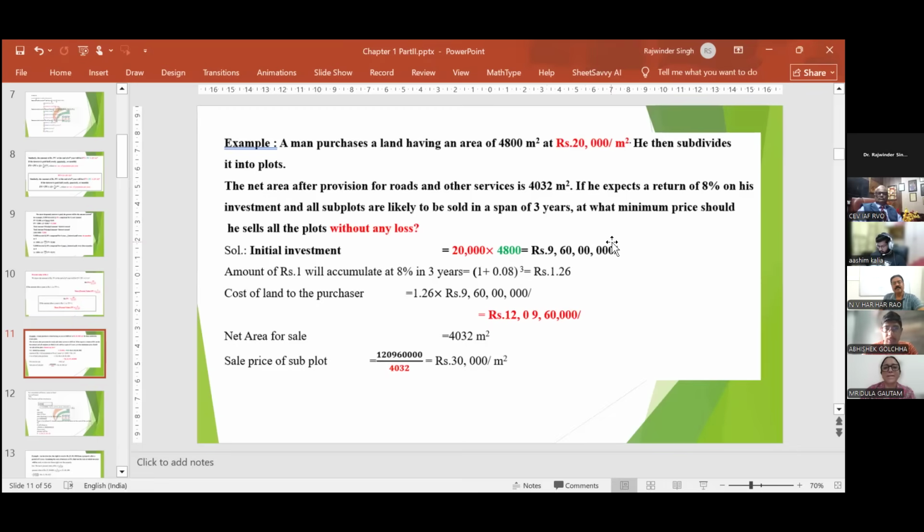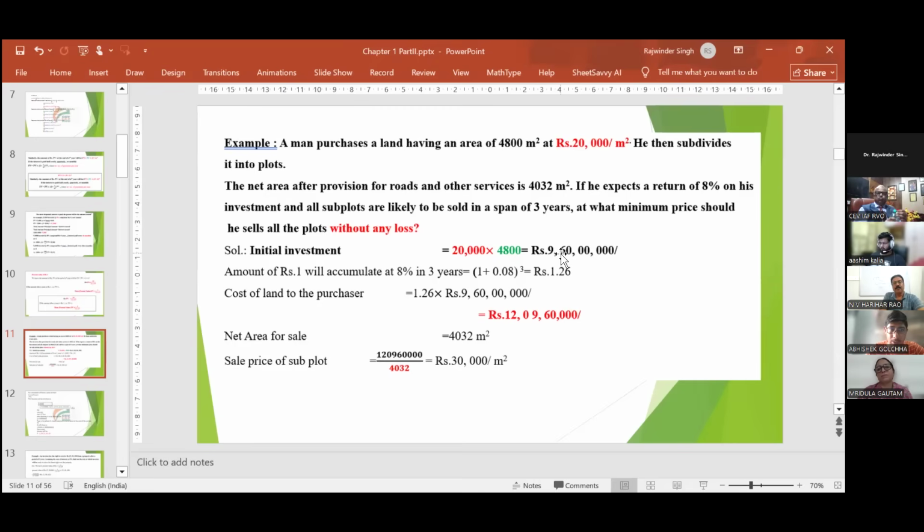Now, let us suppose instead of purchasing this plot, he invested this amount in the bank as a fixed deposit for 3 years at 8%. Then how much amount will he get after 3 years? How will you calculate? What formula will you apply? 1 plus 8% to the power n.